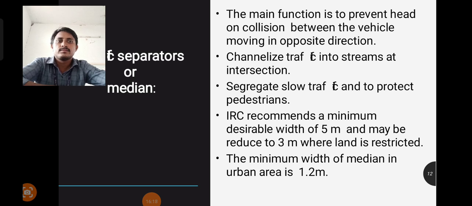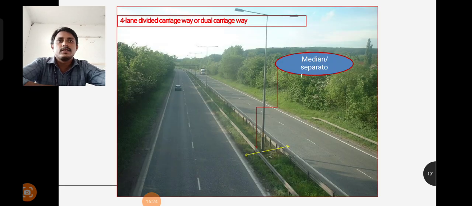So the minimum width of the median in urban areas is 1.2 meters. If you see in this slide, in this diagram, we can see the median or separators. On the sides of the road, in between roads, there is a median or separator provided.